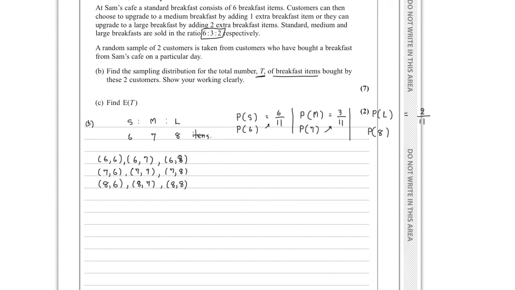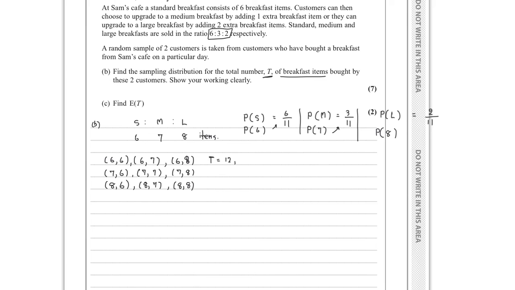These combinations are still not our T, because T is supposed to be the total number of breakfast items. So let's see the breakfast items here. 6 plus 6, which is 12. That's a possibility of T. We have 12, and 6 plus 7 or 7 plus 6, that is 13. What else? Well, 7 plus 7, which is 14. And then this one can give us 15 and 16.